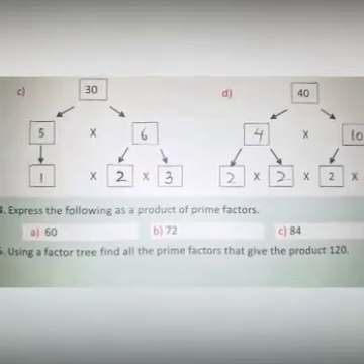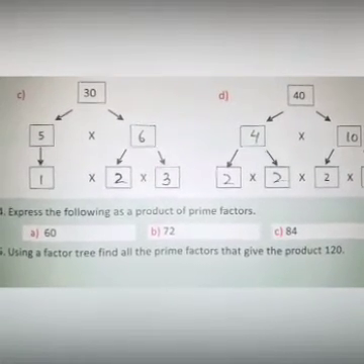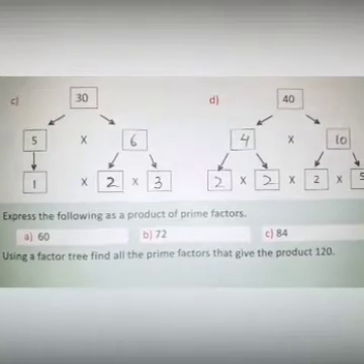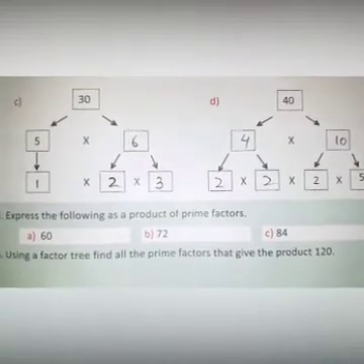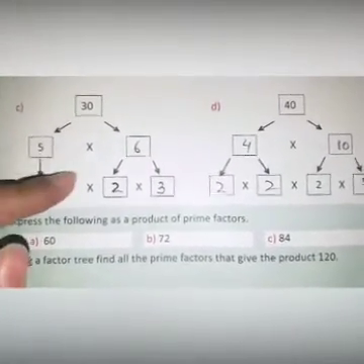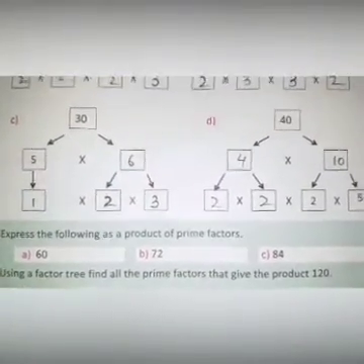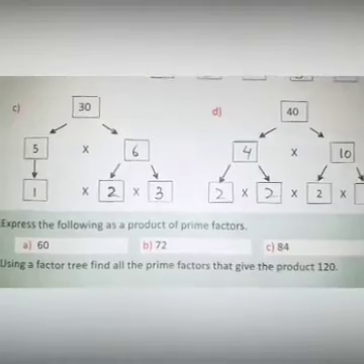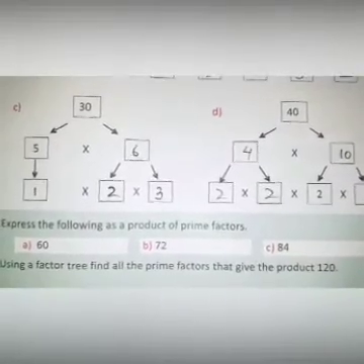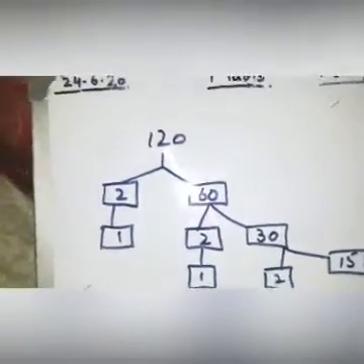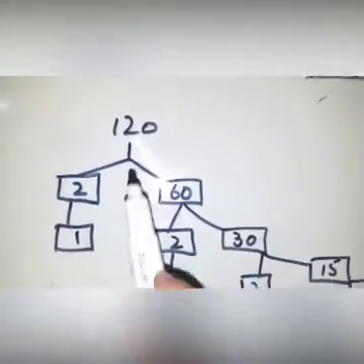Now you have question number 5. Using a factor tree, find all the prime factors that give the product of 120. It means you have to draw a tree of prime factors like this of 120, and you have to write all the prime factors of the 120. Now you can see the tree of prime factors of 120.